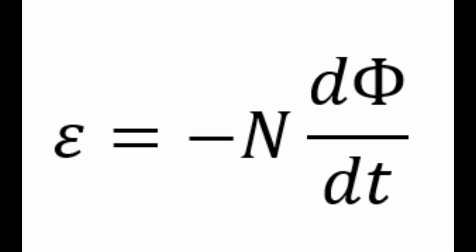The goal of the experiment was to observe how induced EMF changes when changing the independent variables, which are the number of turns of the coil and the speed of the magnet. Faraday's law and Lenz's law are used. All the data are tabulated and the line graph is plotted.